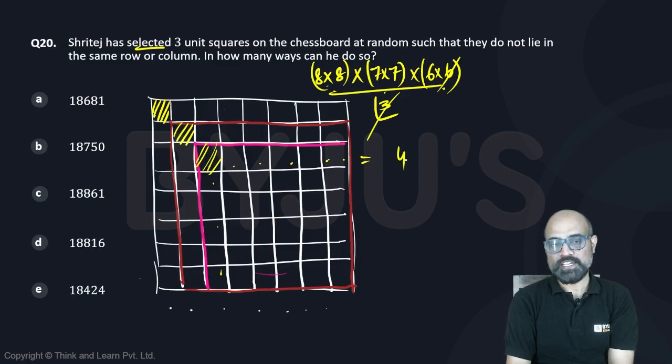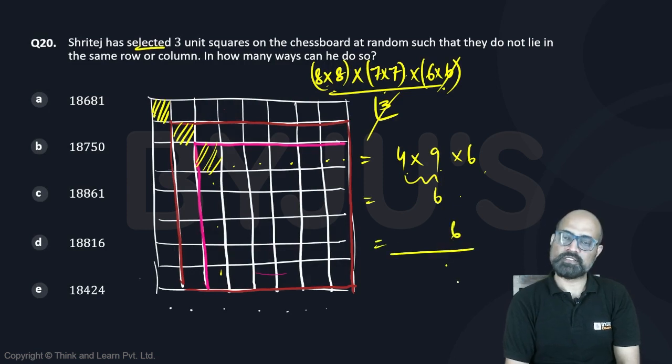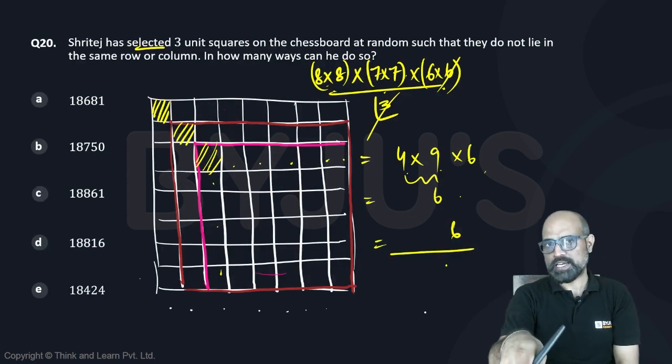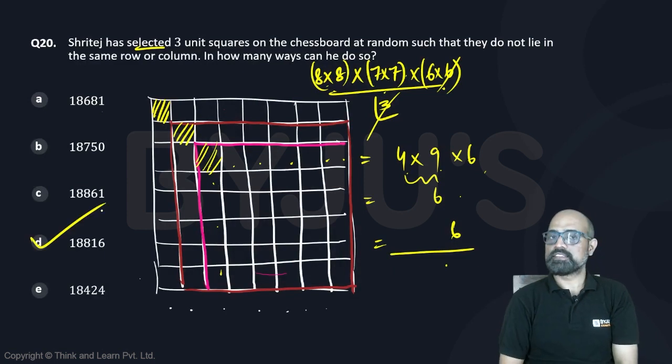8 into 8 will end in 4, 7 into 7 will end in 9, and we will have a 6. 4 into 9 will end in a 6. 6 into 6 will end in a 6. So my final answer should end in a 6. Because it's very time consuming to actually solve, right? The only option that ends in a 6 is option D.